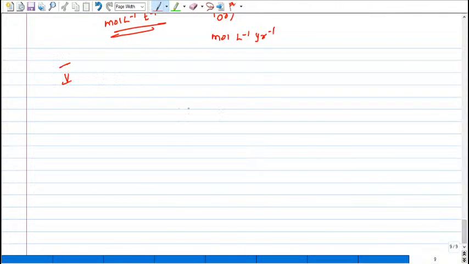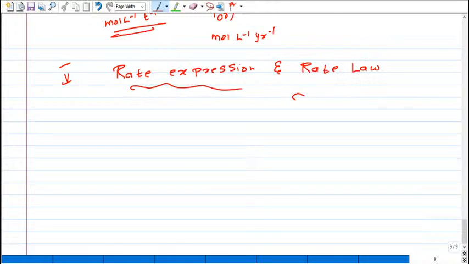What is that fifth part? That is rate expression and rate law. It's very important. Rate law is very, very important. Rate expression and rate law. So this particular part you have to remember. Rate expression and rate law is a heading given in the subdivision number 5. Please note down this heading.